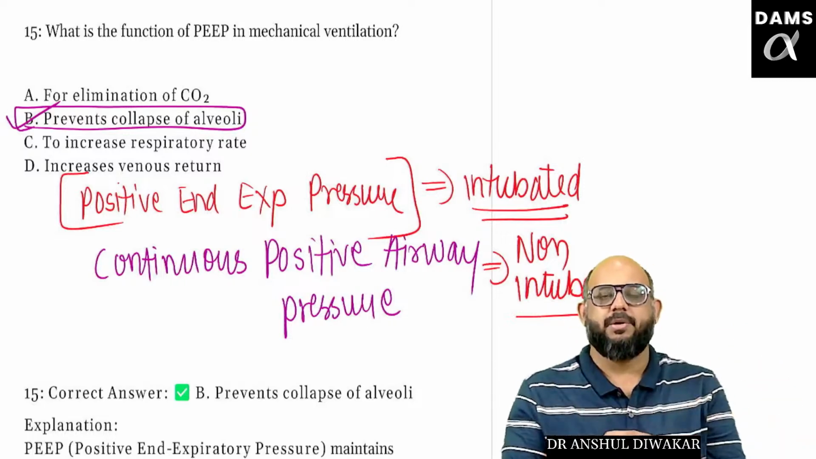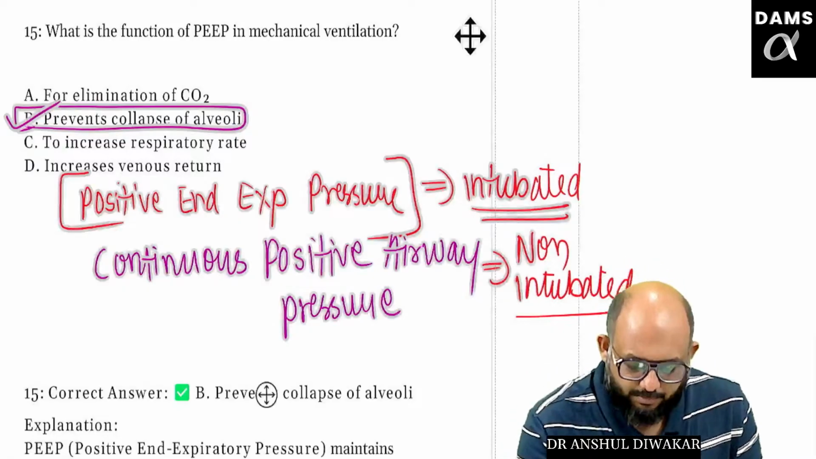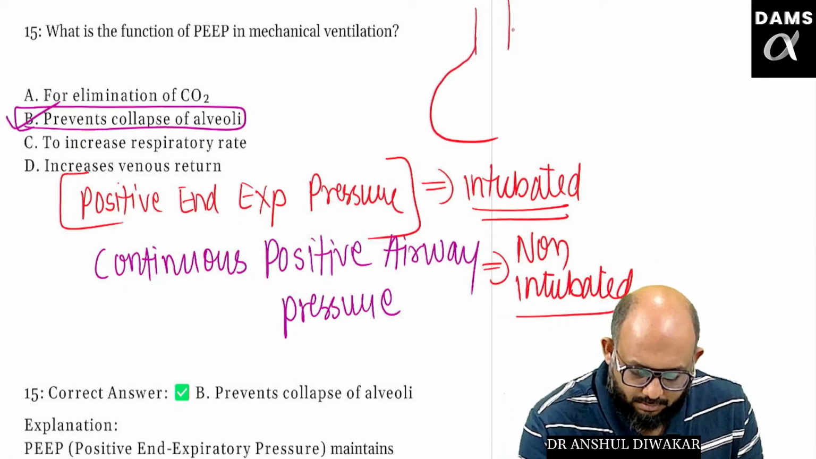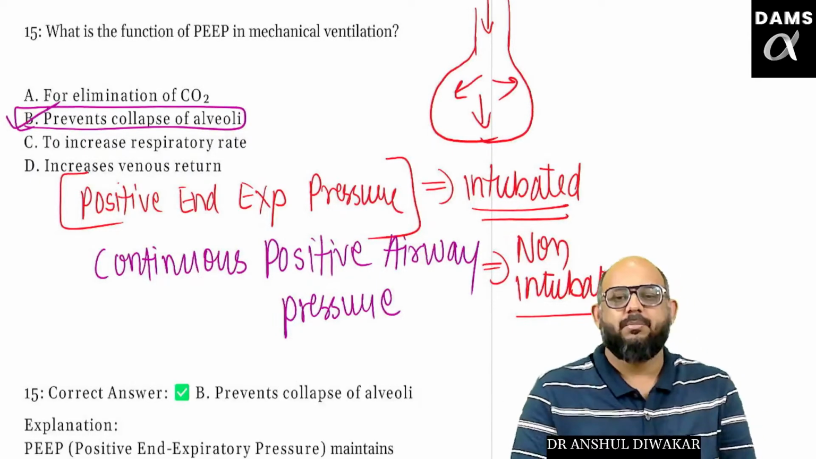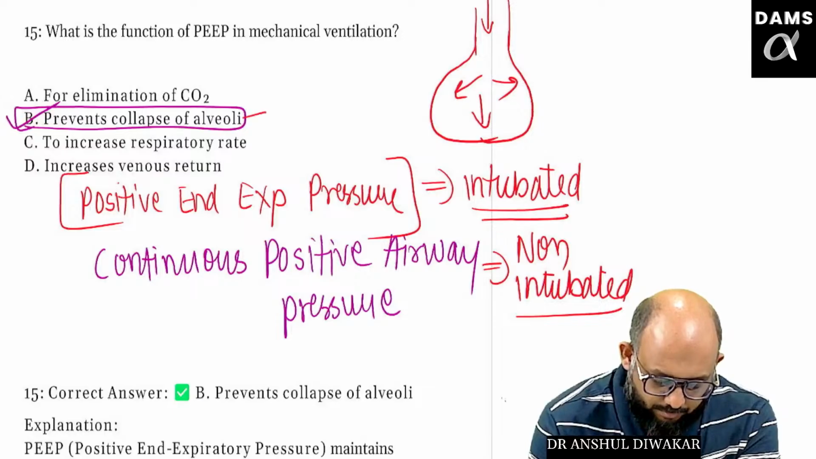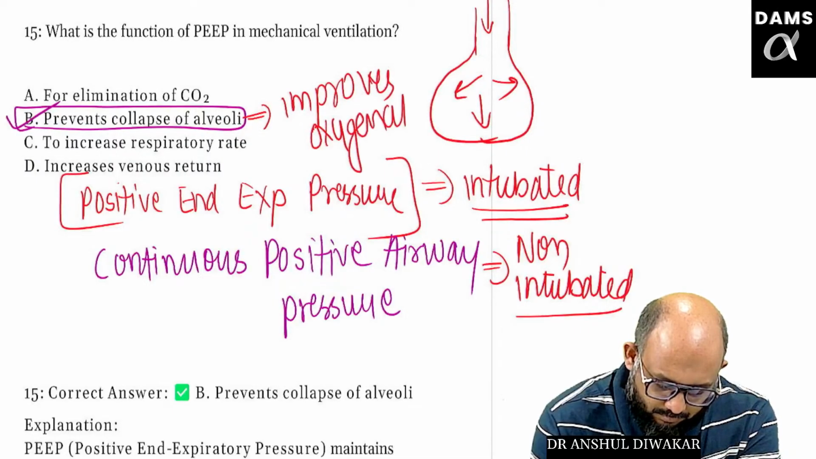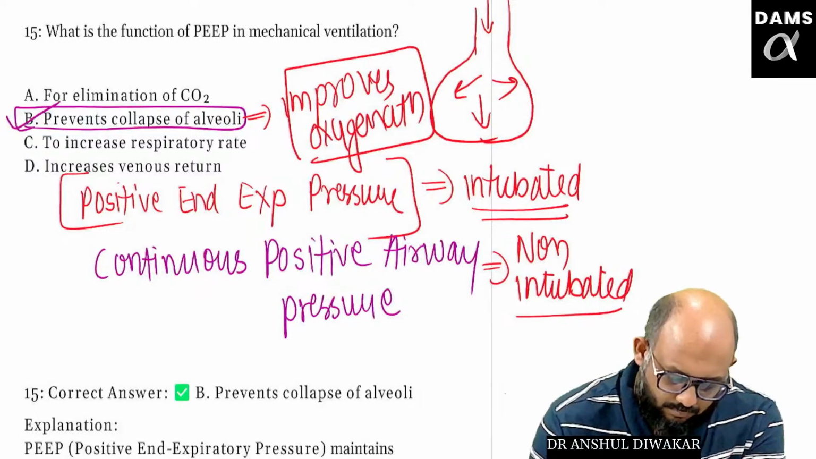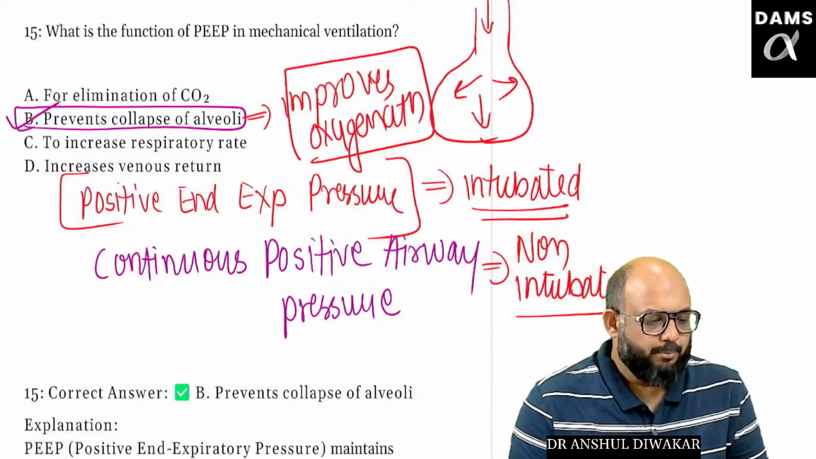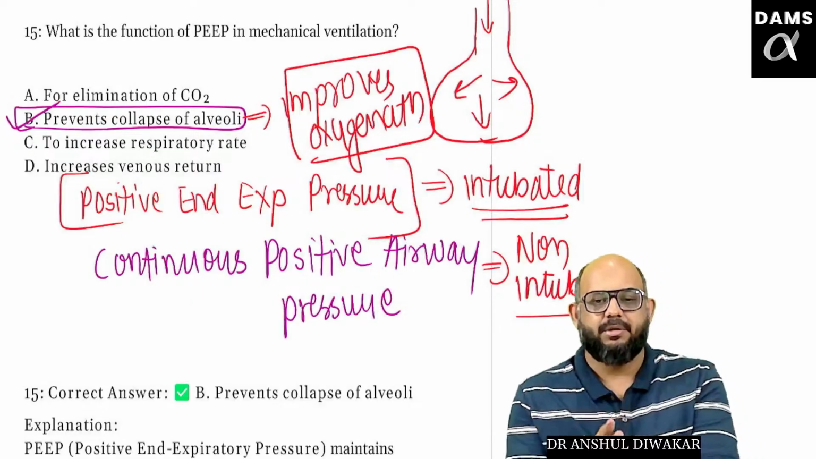Positive end expiratory pressure. At the end of expiration, you keep a pressure to keep the alveoli open, to prevent the collapse of alveoli. What does it do? It improves oxygenation.